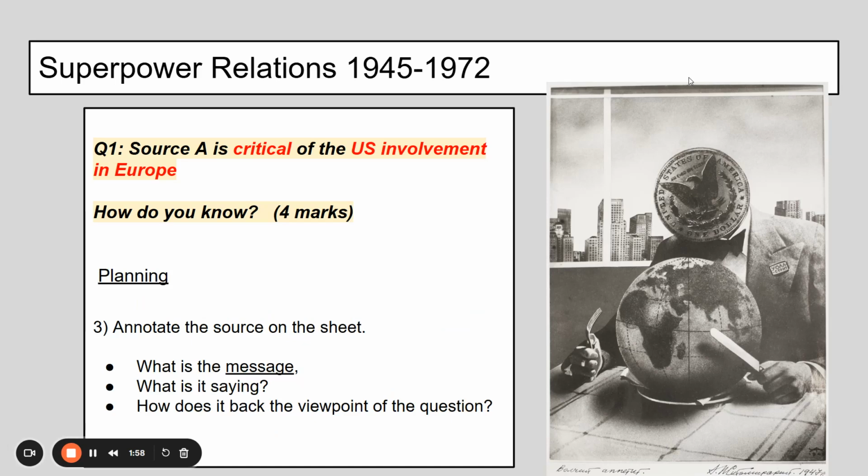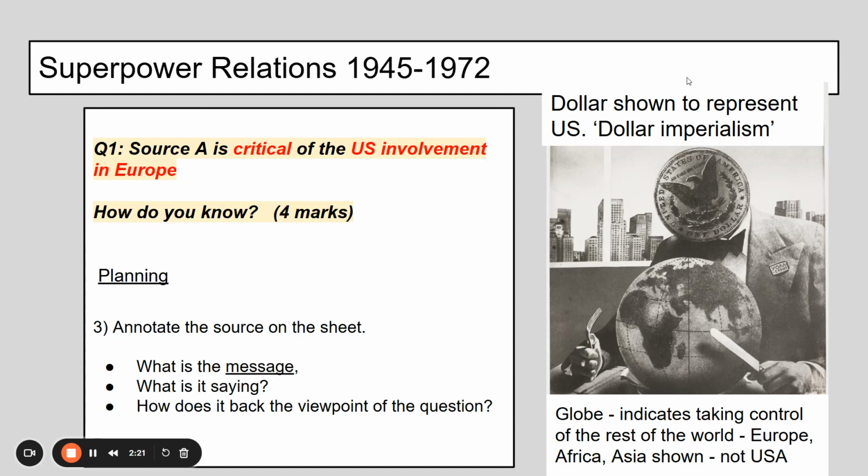Next step with the planning is I'm going to annotate the source on the sheet. Again, I would always recommend you are making notes, highlighting on the sheet. They shouldn't really be coming back clean at all. And I'd be thinking here, as always with these sources, what's the message? What is this source trying to say, and how does it back up the viewpoint of the question? So here, how does this back up a critical view of the US?